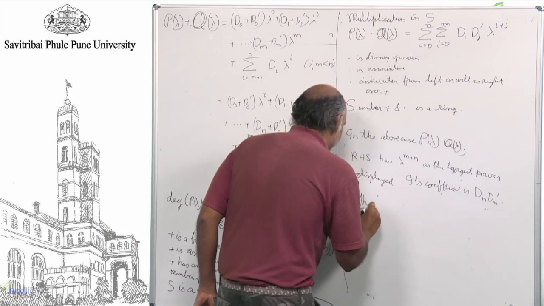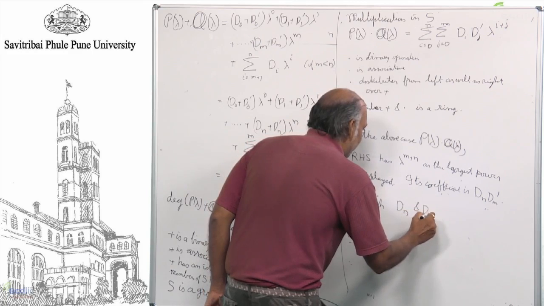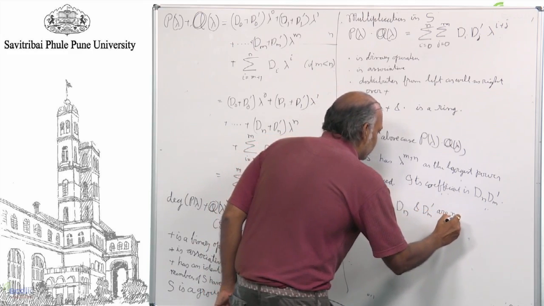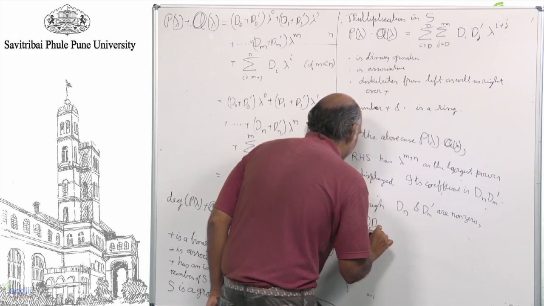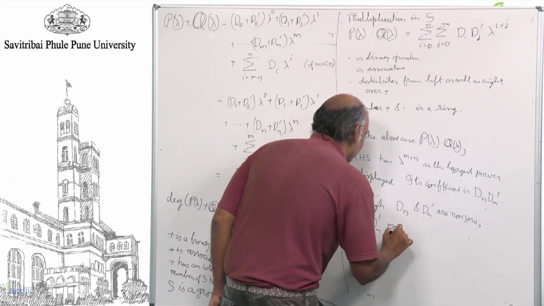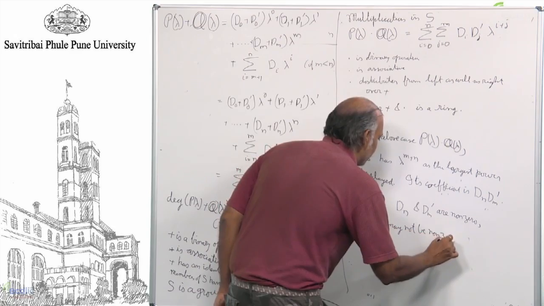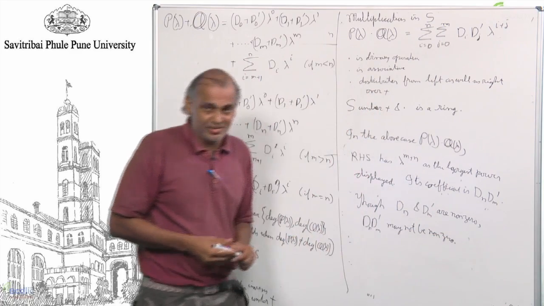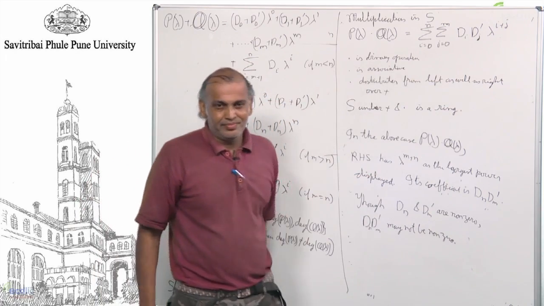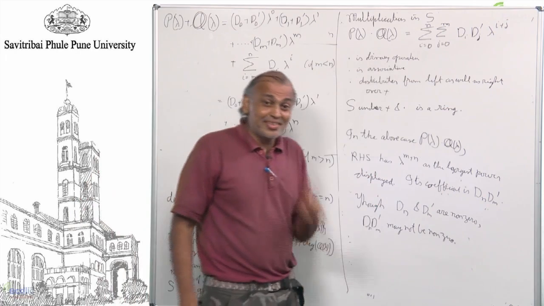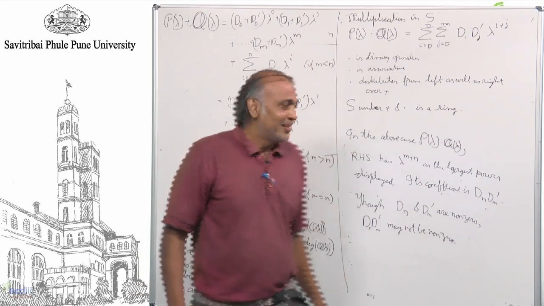Though d_n and d_m dash are non-zero, d_n d_m dash itself may not be non-zero. We want something which is non-zero. If it had been non-zero, very nice, then you know that the highest power with non-zero coefficient is m plus n, but that may not happen. This does not happen in case of your ordinary polynomials. You will see what happens there.